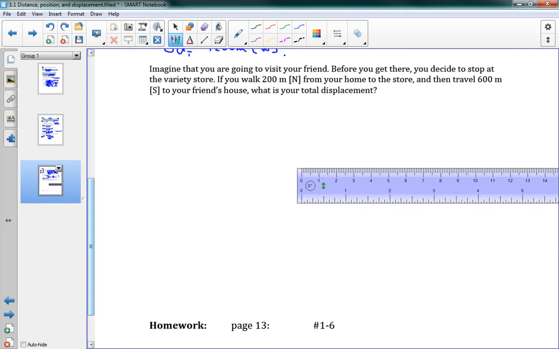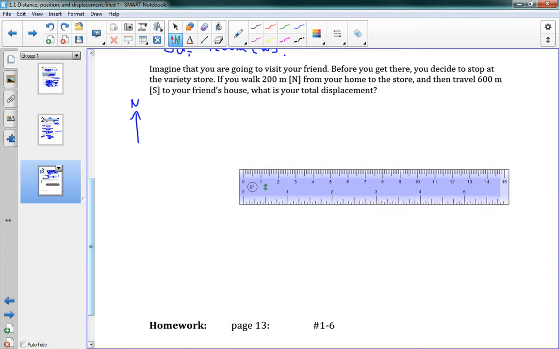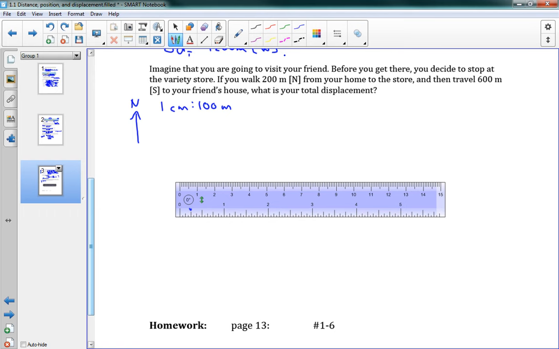Okay, so again, I'm going to take some starting point. I'll draw my north arrow, and I'll say that I'm starting down here. I need to write my scale. So I'm going to say, again, 1 centimeter to 100 meters. And just pick a scale that seems to make sense, seems to work with your numbers.